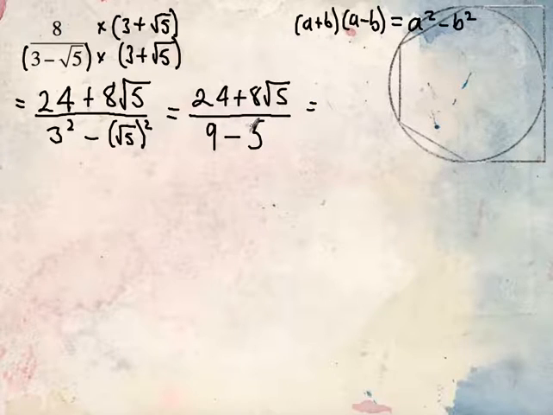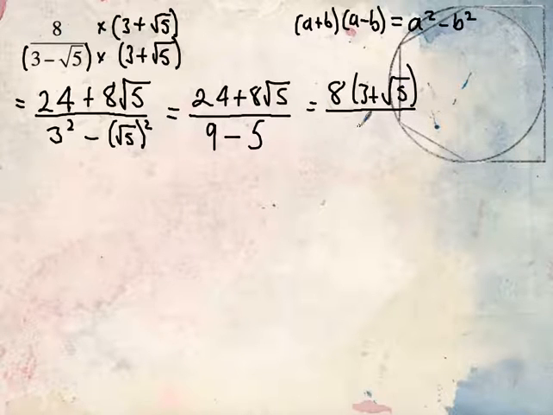Now I'm going to get 4 on the denominator here, so it looks likely I can cancel. So I'm just going to factorise the numerator, and it looks like perhaps I shouldn't have bothered expanding, but we can never always tell. So I get 8 times 3 plus root 5 over 4. If I divide top and bottom by 4, we get left with 2 times 3 plus root 5. And just leaving it like this is completely acceptable.